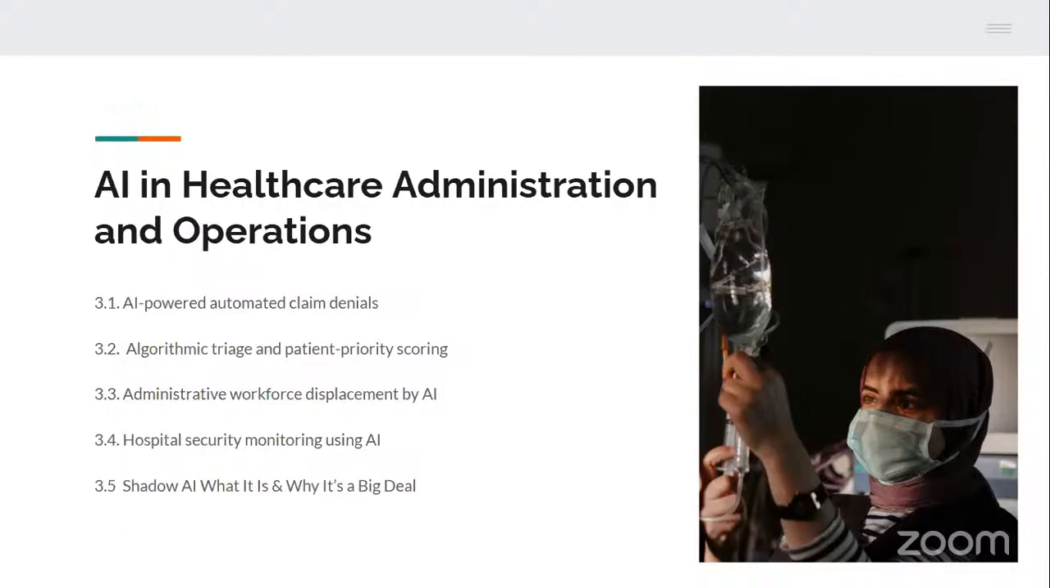Next is administrative workforce displacement by AI, which I consider both good and bad, as it reduces human error, but it also reduces the emotional support from humans, as well as the workforce. Next, hospital security monitoring using AI. There are so many CCTV cameras, but who watches all the videos? Those videos are simply dumped for 30, 60 days and then not used. But it serves a great purpose if you consider an AI model which watches that CCTV camera daily. Next is shadow AI, what it is and why it is a big deal. We will see this in the upcoming slides.